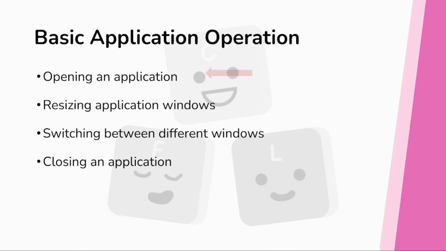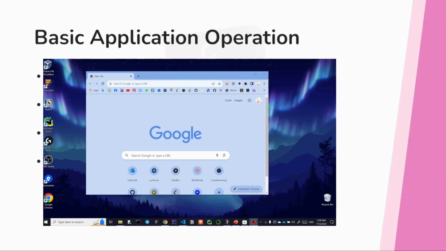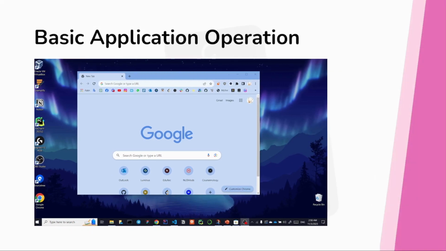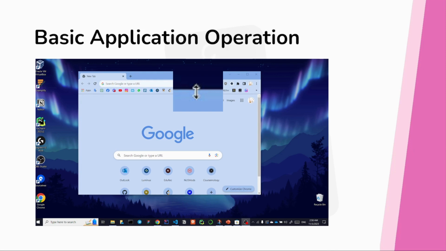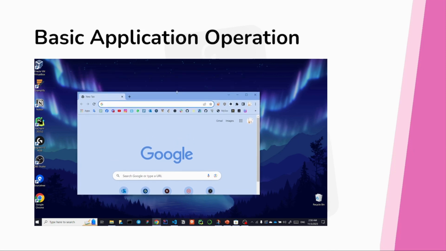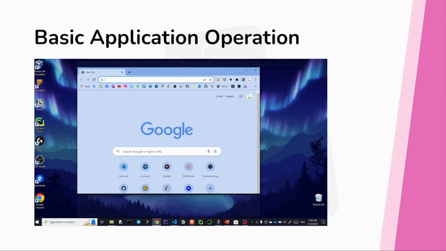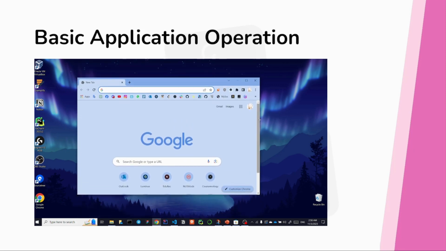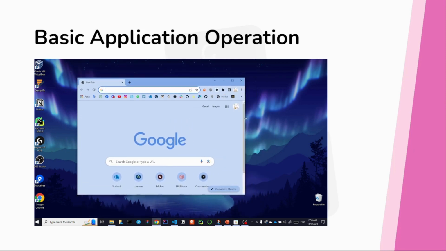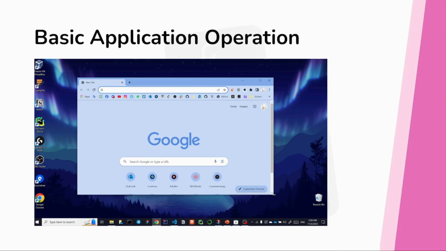Next, let's see how we can resize an application window. If the application window is too small or too large, we can always resize it. Just place our cursor at the edge of the window until a double-headed arrow is shown. Then, we drag it up and down, and it can be resized. You can also resize it left and right, and even on the edge.